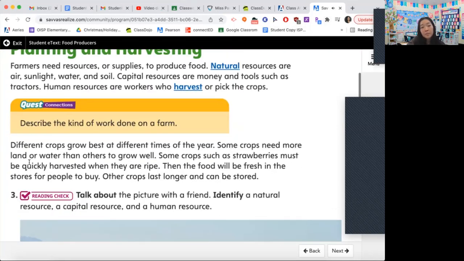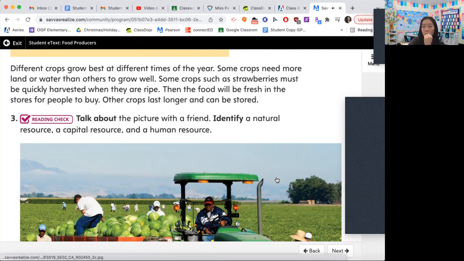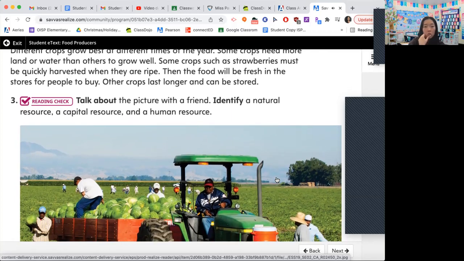So now that we've learned about farms and what kind of work they do, let's continue reading. Some crops need more land or water than others to grow well. Some crops, such as strawberries, must be quickly harvested when they are ripe. Then the food will be fresh in the stores for people to buy. Other crops last longer and can be stored.